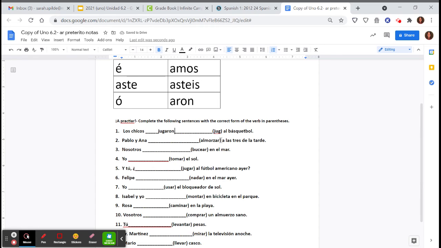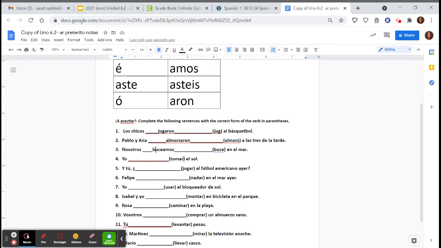Pablo y Ana, and we have almorzar. So we're going to take off our AR ending. That goes away. This is what we have left over here, and all we need to do is add our new ending on. So Pablo y Ana, we have almorzaron. Nosotros, we have bucear. So take off your AR ending. We have buceamos. So we scuba dived in the ocean. Buceamos en el mar.